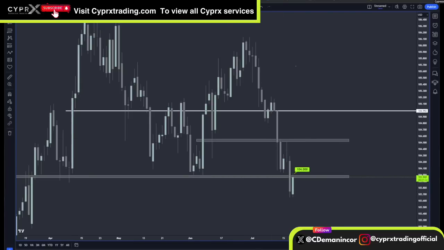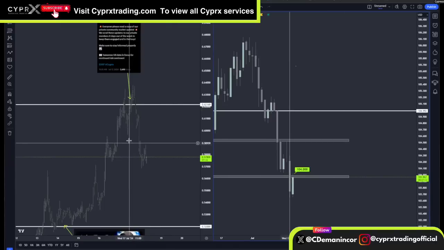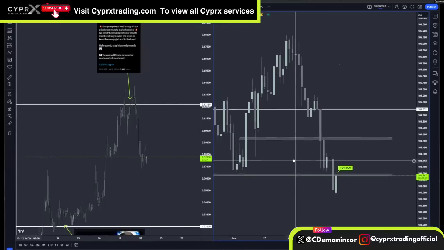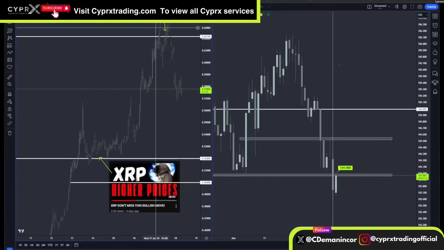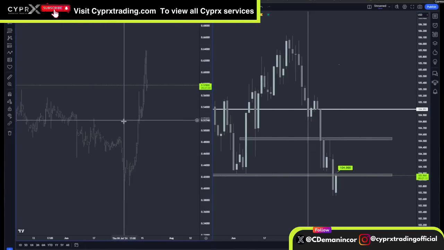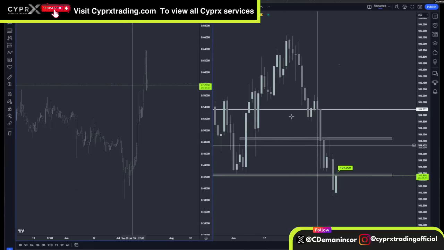But I want to just further your attention to the correlation from the digital asset XRP and the inverse correlation in the DXY. So let me just show you guys what I'm talking about. Let's go to the higher time frame real fast. So we have the digital asset XRP on the left-hand side of the screen, and then we have the DXY over here on the right.